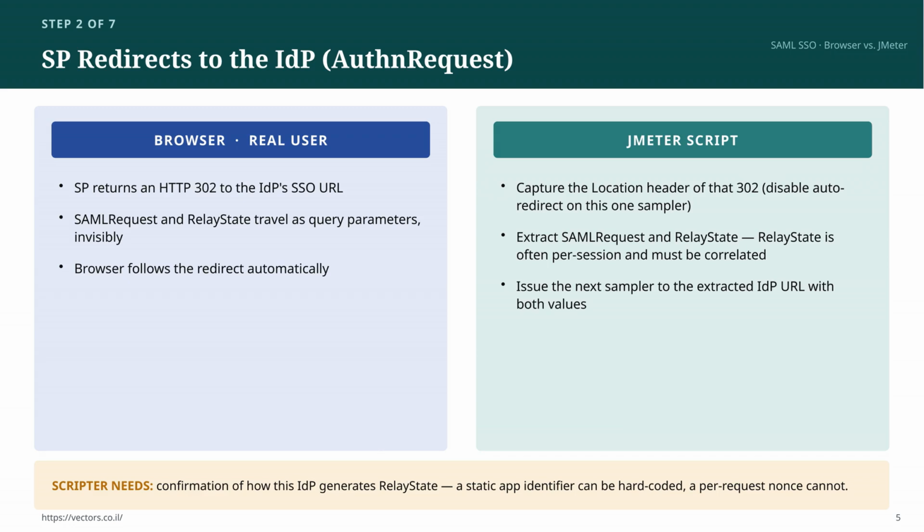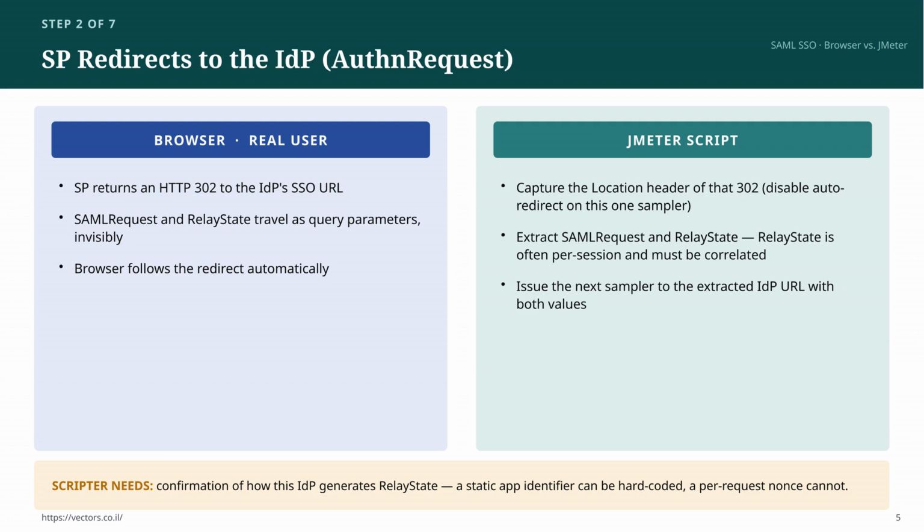Now the service provider redirects the browser to the identity provider. This happens via an HTTP 302, and it carries 2 important values as query parameters: SAML request and relay state. A real user never sees this, the browser just follows it.